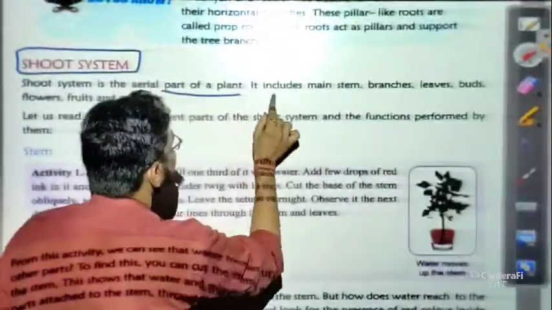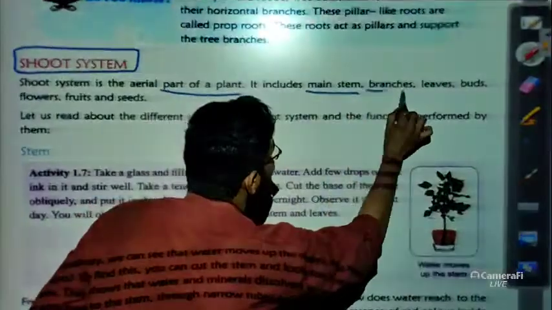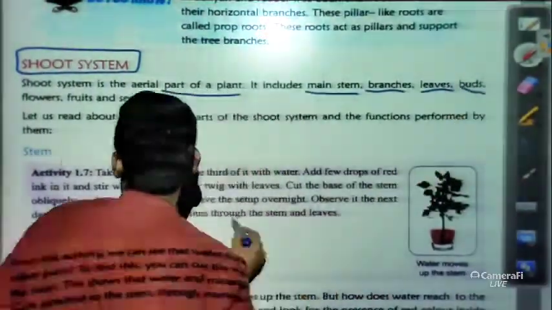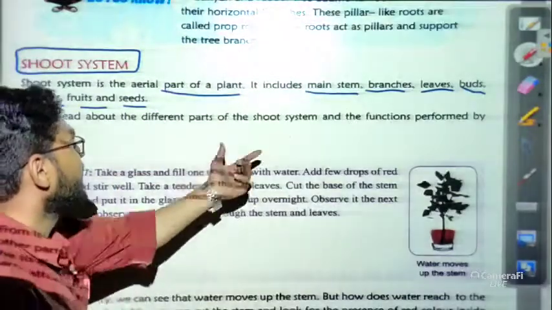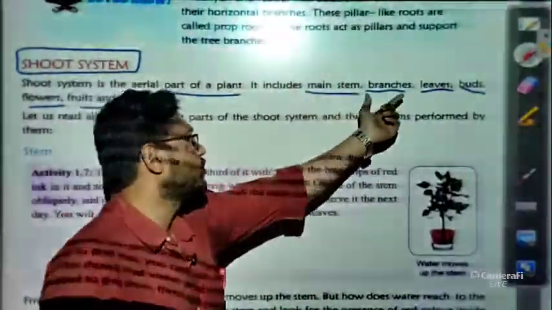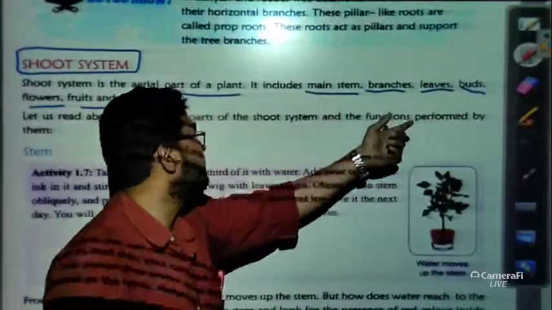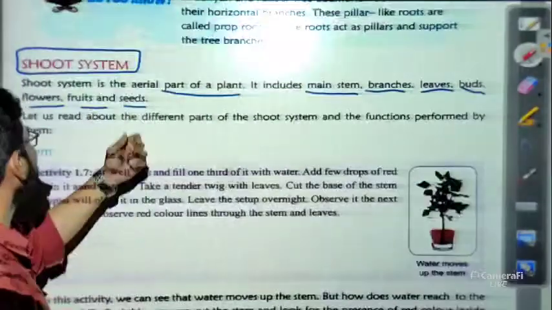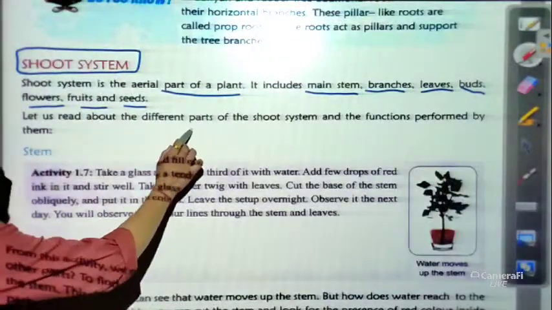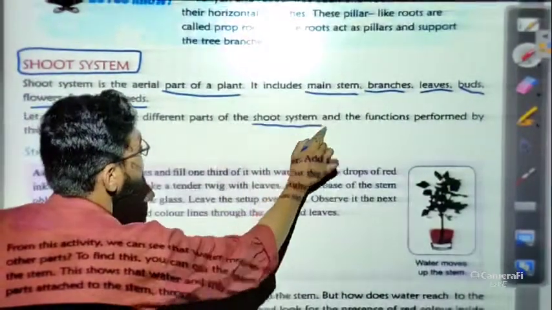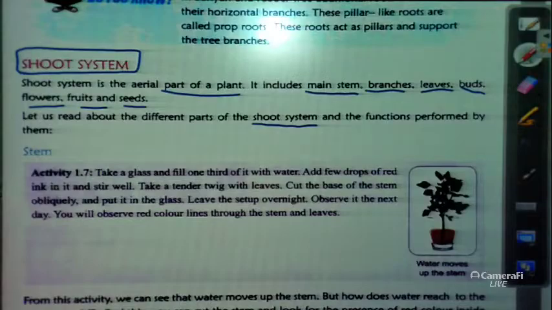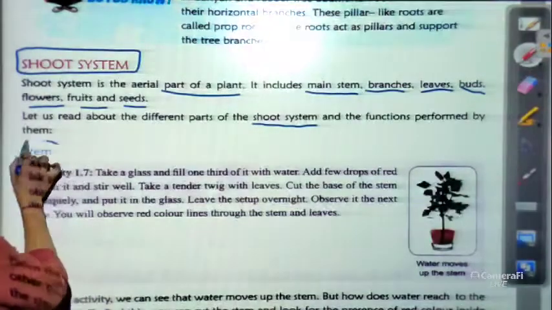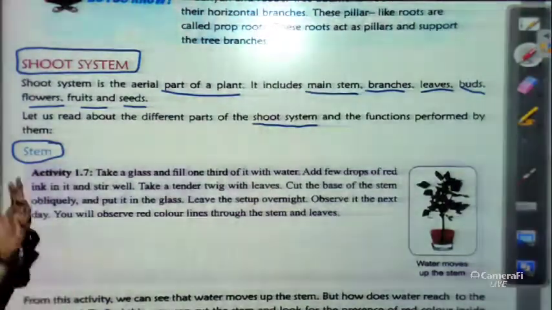It includes the main stem, branches, leaves, buds, flowers, fruits and seeds. So many things are there. Now let us read about the different parts of the shoot system and the functions performed by all of them. So let us discuss the stem.